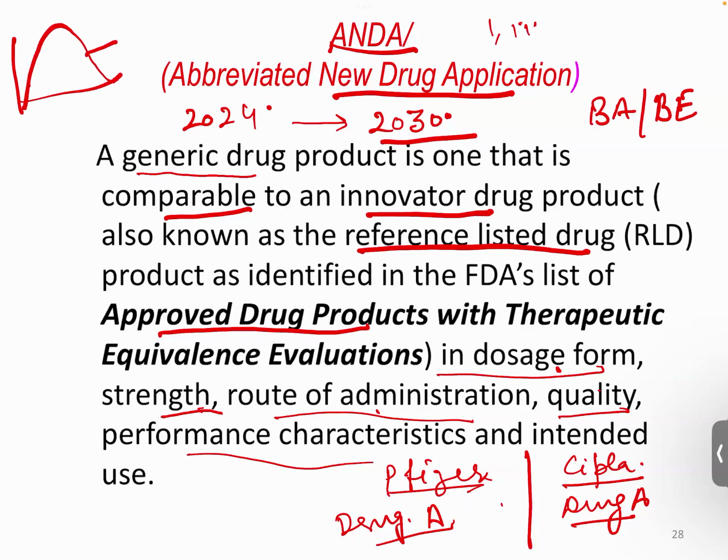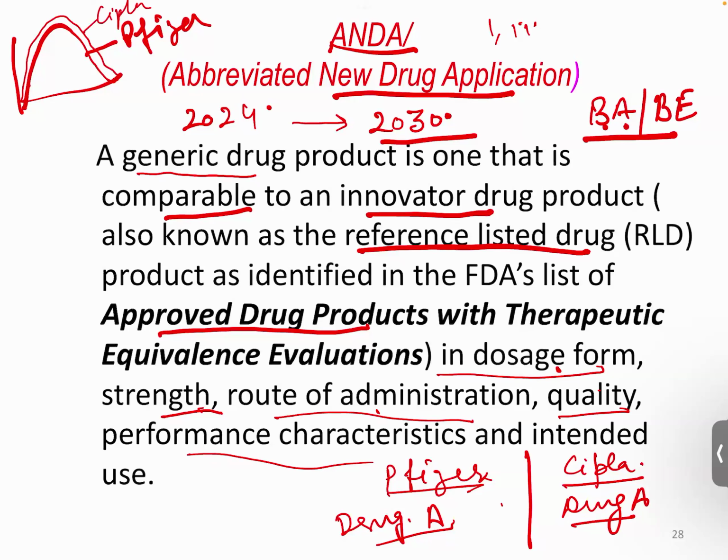That's what they need to prove. That means they just have to do one BA, bioavailability or bioequivalence study, where they can show that our drug is the same as the Pfizer drug. Now the patent is over, and we can also sell the drug in the market.